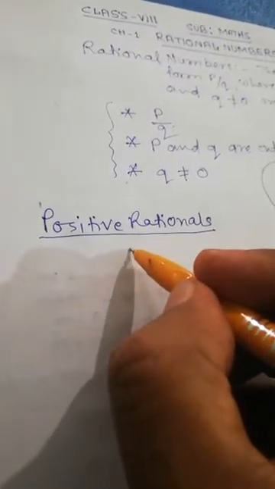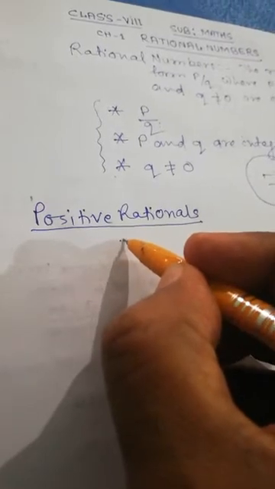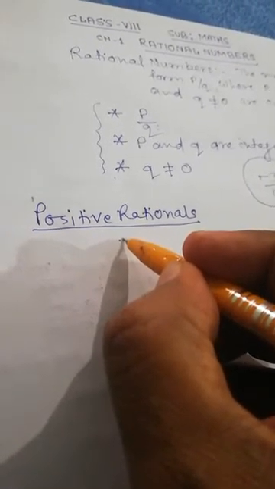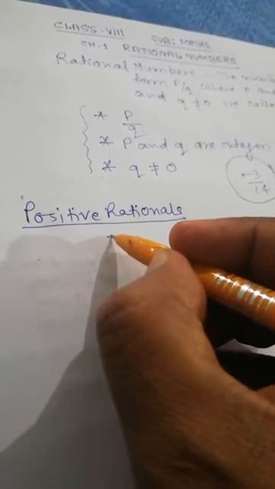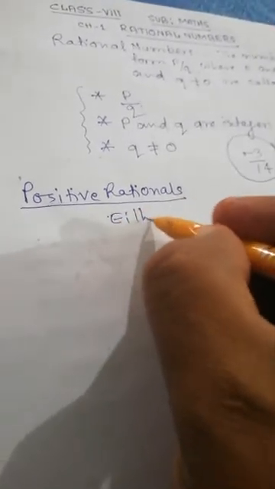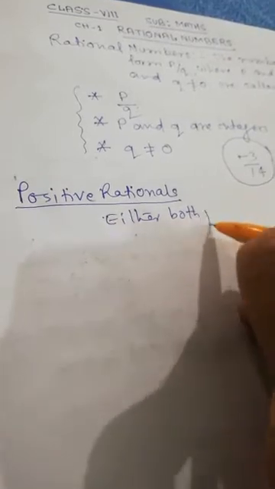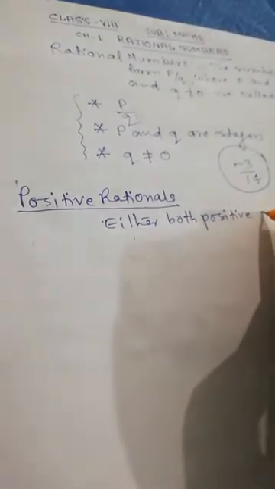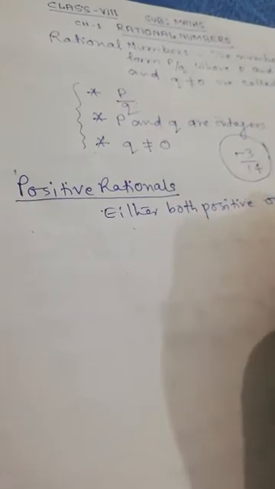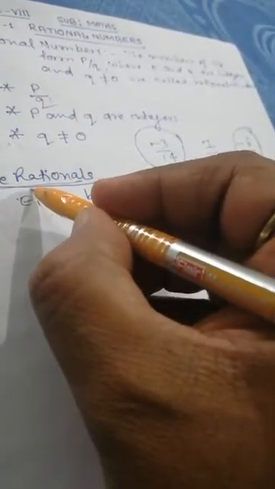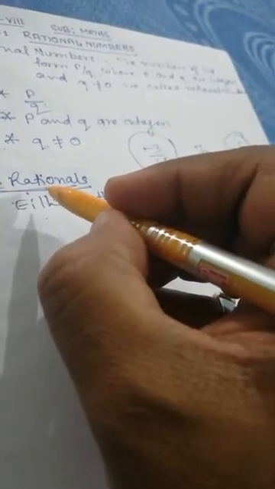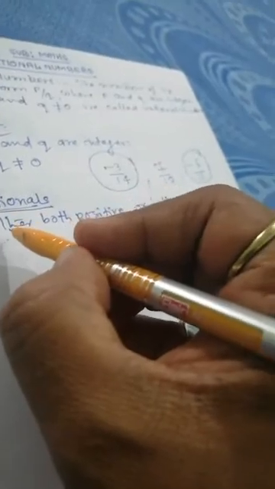A rational number is said to be positive if its numerator and denominator are either both positive or both negative. Once again, I am telling you that a rational number is said to be positive if its numerator and denominator are either both positive or both negative.